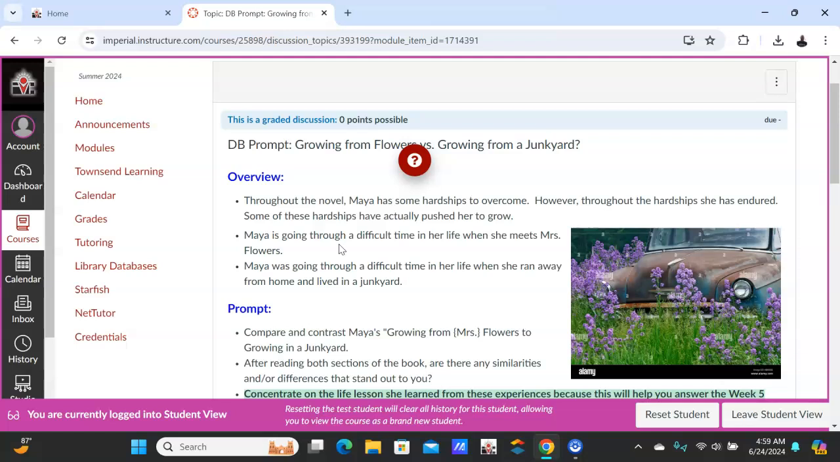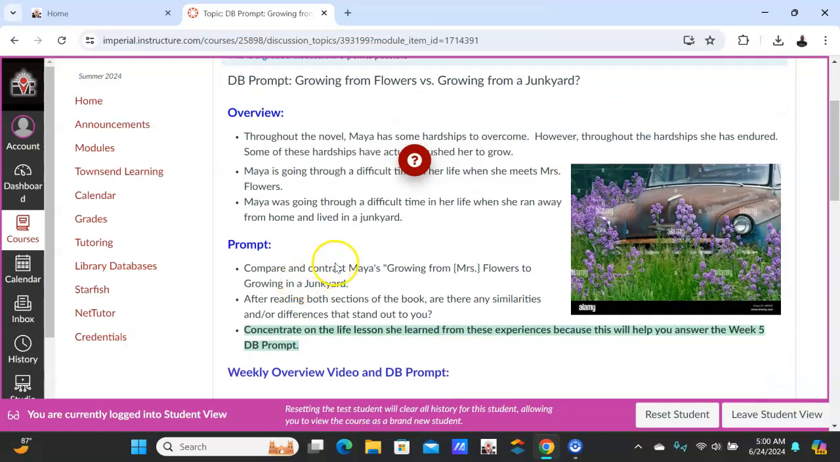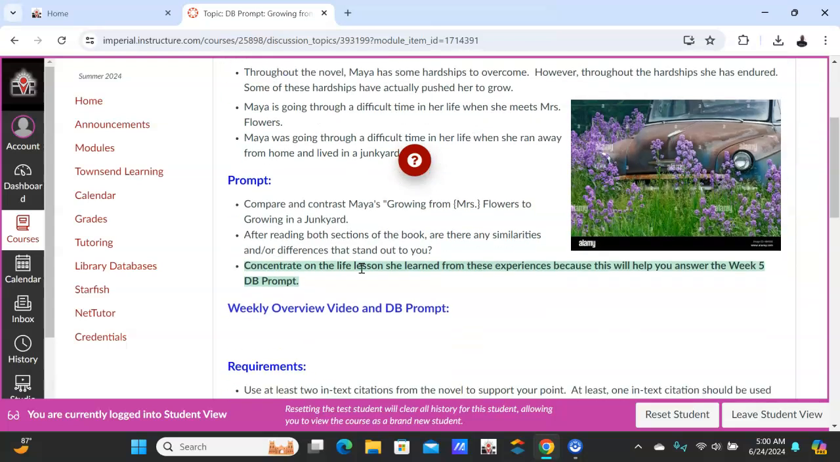So you've been reading the book, and we know that Maya had a difficult time in her life, and she meets Mrs. Flowers. And then she also had another difficult time in her life where she runs away from home and goes to the junkyard. So the prompt here is to compare and contrast Maya's growing from Mrs. Flowers to growing in the junkyard. Now you can compare or contrast. Remember, this is a paragraph only, so I would probably only choose one, because you don't really have enough time to get into both, unless you can do it succinctly.